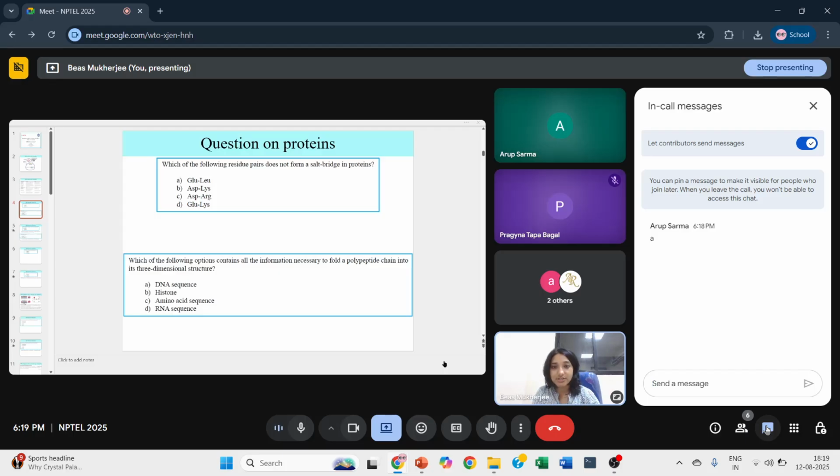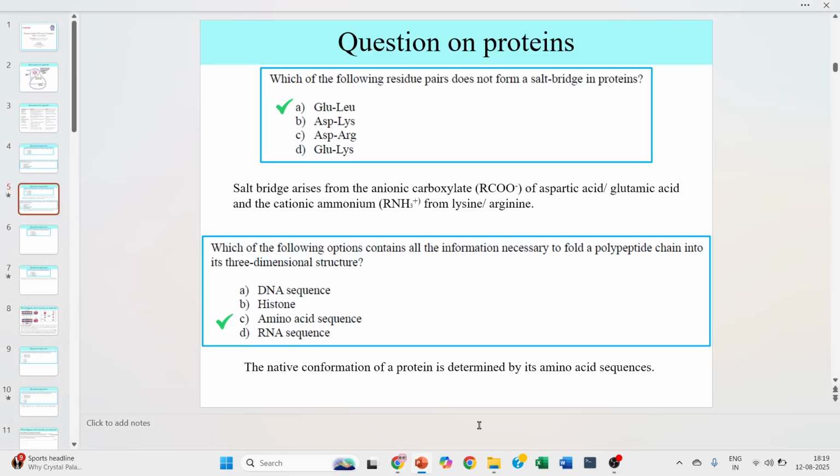For the second question, you try to attempt this. The second question is also simple. So what in a protein tells you how the protein is going to get folded? DNA sequence, histones, RNA sequence, or amino acid sequence. C, yes, very good. That's correct.